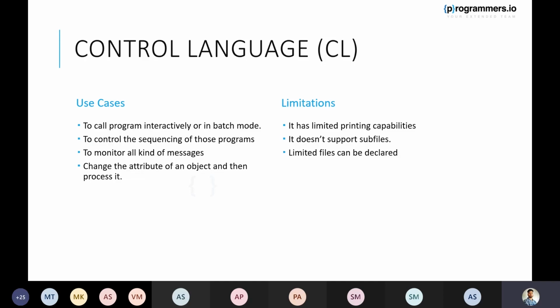Then CLs can also be used to change the attribute of certain objects and then process them. For example, you want to process only some of the records from a file. There are hundreds of records, and you want to operate only on the records with active status. So you can first change the attribute of the object to select only the active records, and then you can call the respective RPG program to process only the active records.